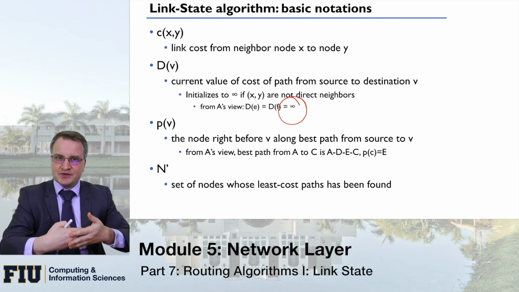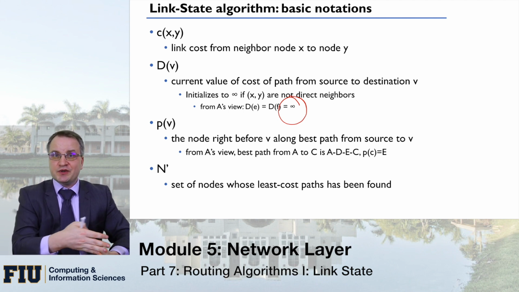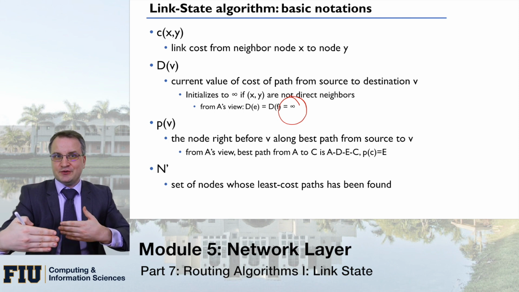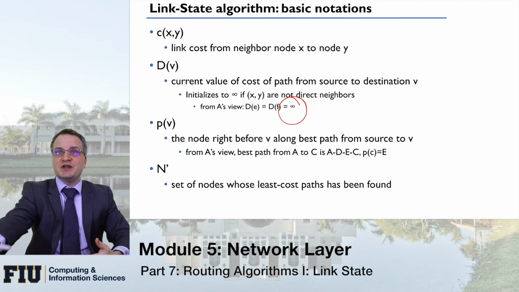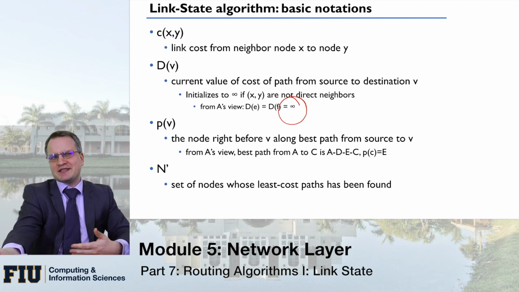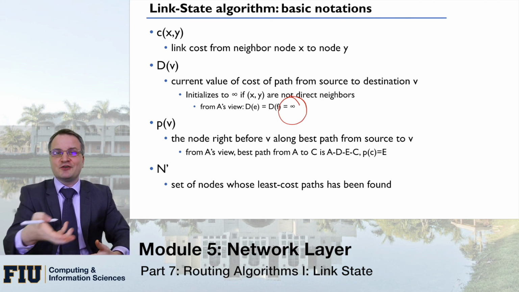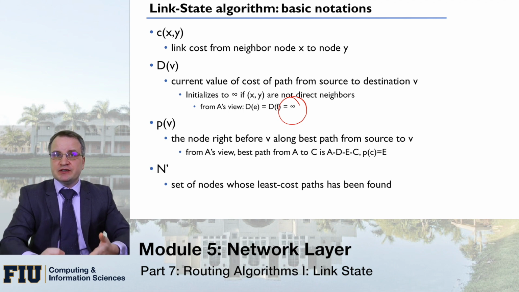So given some other destination that from my perspective is multiple hops away, and I have 15 neighbors, I will need to figure out which neighbor I need to go to. So p(v) will be needed to calculate this next hop, but by itself it's actually on the opposite side. If I can reach v, what would be the previous node to reach v? So it's basically a reverse path to the destination. And N prime is basically the set of the nodes for which you already found the shortest path.